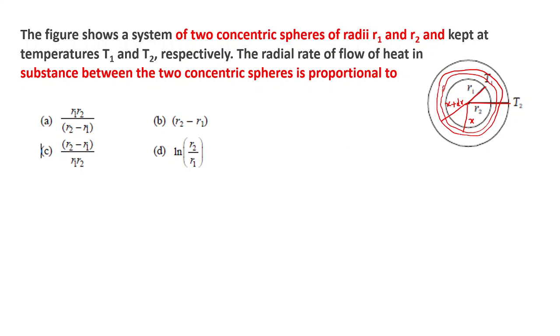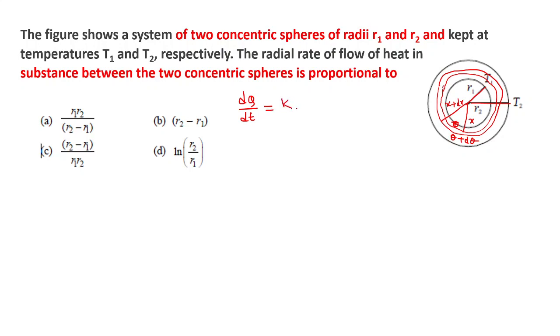Now let us consider the temperature of the shell is theta, and the temperature of the outer shell is theta plus d theta. So if we apply the formula for rate of heat flow, what is the formula? That is dQ by dt. And what will be dQ by dt?